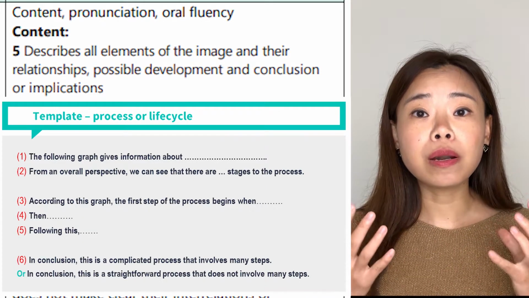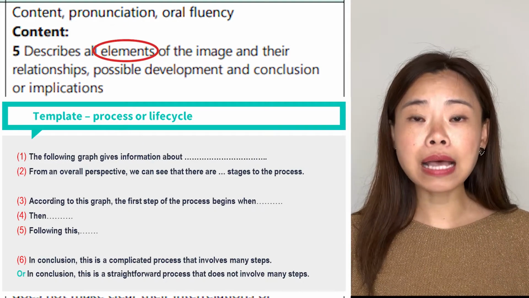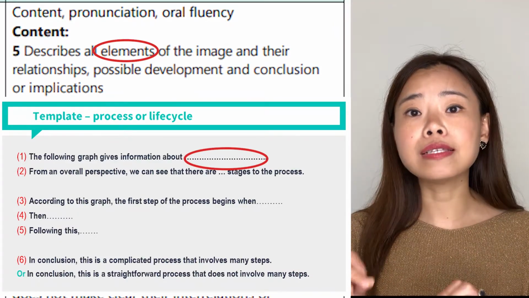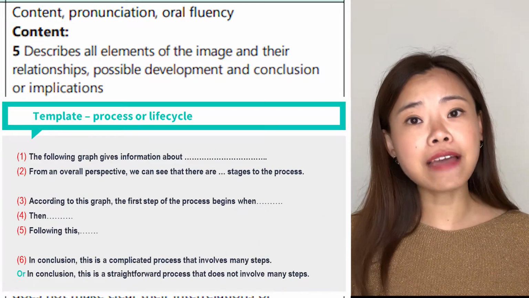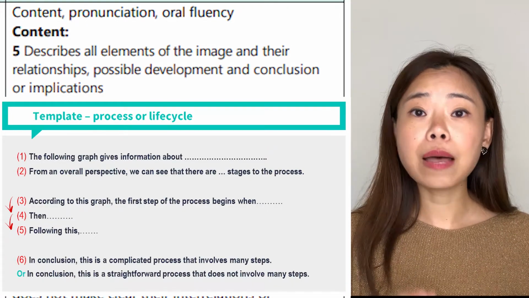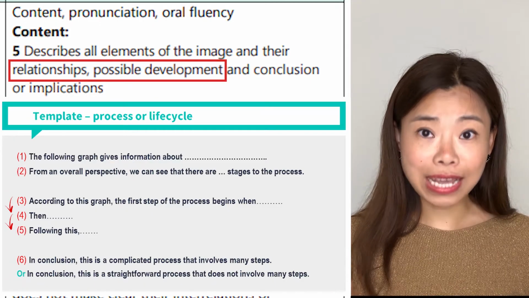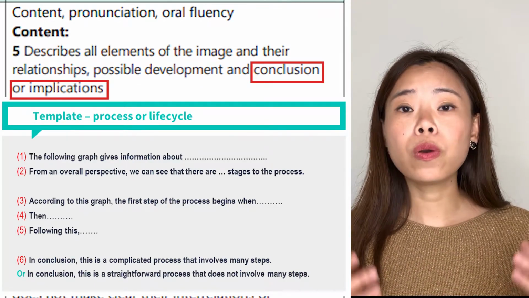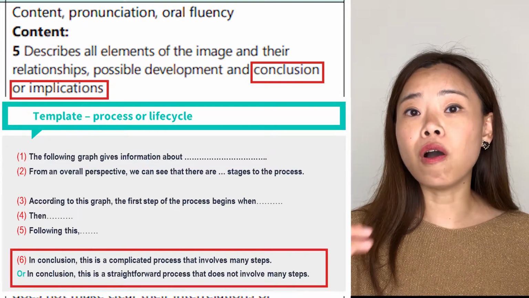You see, for a process or life cycle type of graph, the key elements are obviously the topic of the graph as well as different stages of the process. It is a process and life cycle, so it comes with a logical flow. One step leads to another. There you go, that's your development and relationships. In terms of conclusion and implications, we will have a universal sentence in the end to cover off all scenarios.